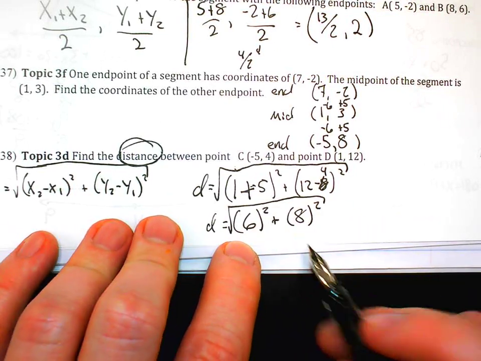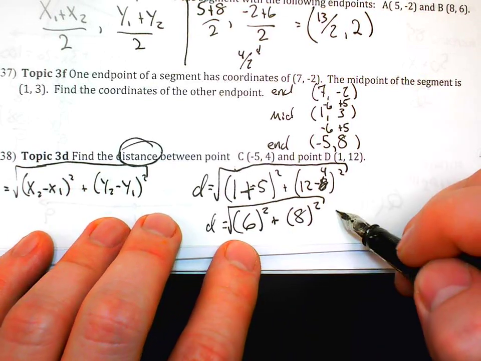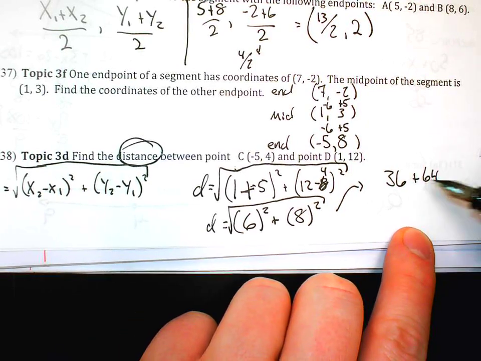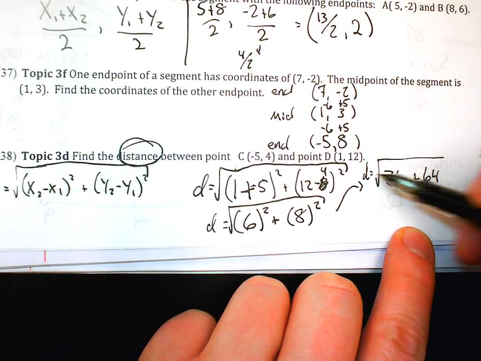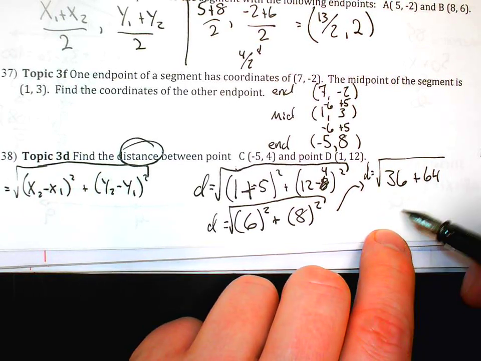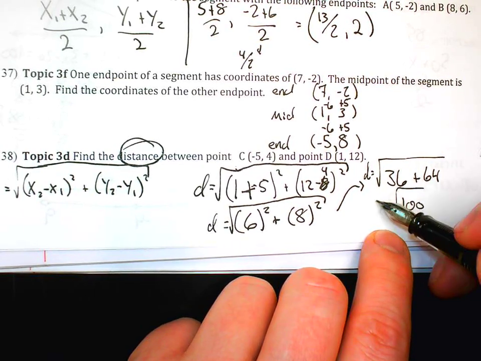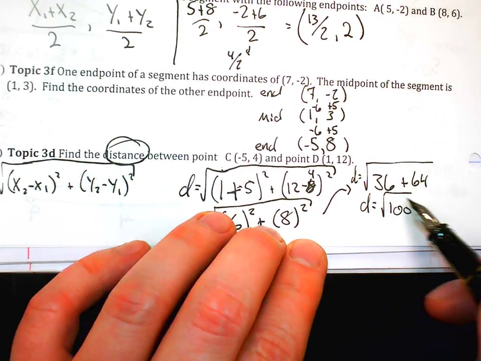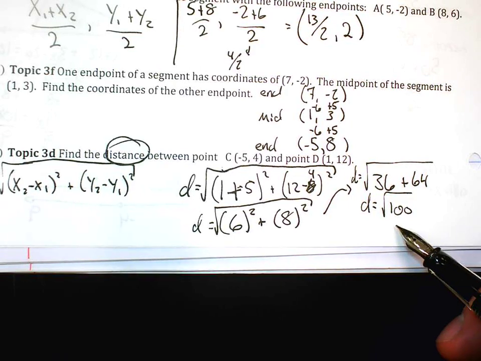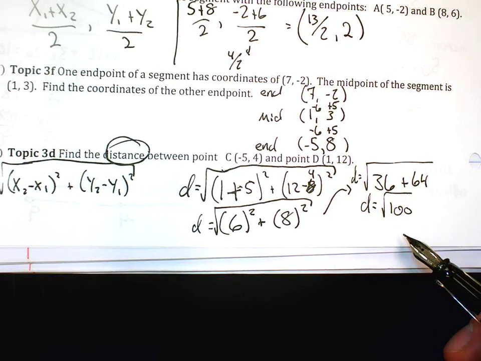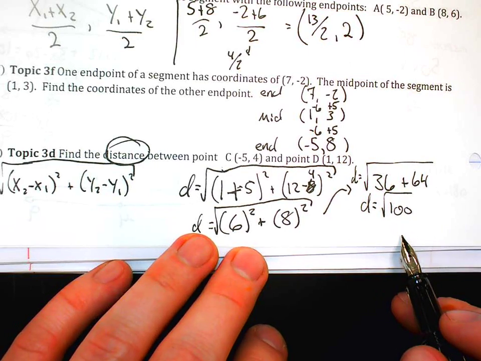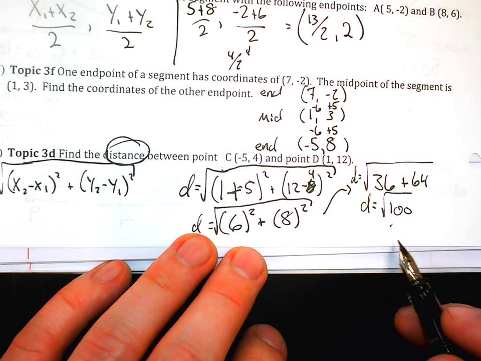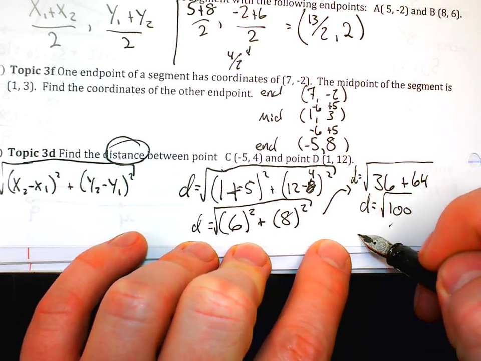Now that I have those simplified, I need to square them. 6 squared would be 36. 8 squared would be 64. Combine them. 36 plus 64 would be 100. And now I need to simplify this. Now, if this were something other than a perfect square, I would have to make a factor tree and start pulling stuff out from underneath the radical. However, 100 is a perfect square. A square root means what number times itself equals this? Well, 10. 10 times 10 is 100, so the square root of 100 would be 10.